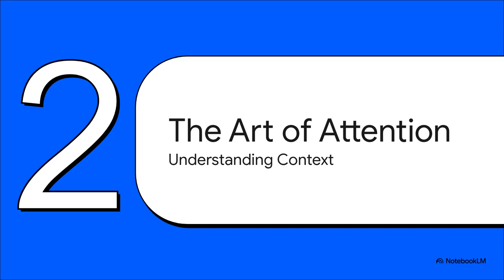Okay, so all our words are now vectors. Great. But a sentence isn't just a jumble of words, right? The relationships between them are what create meaning. So how does the model figure all that out? Well, that is the job of the transformer's secret sauce, the attention mechanism.